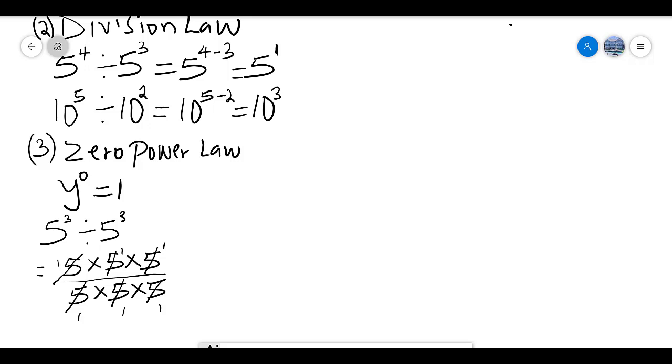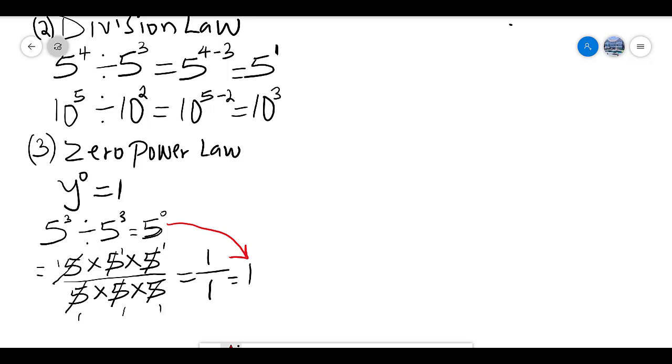Now what it means is that I have 1 times 1 times 1, which is 1, over 1 times 1 times 1, which is 1. This gives me 1. So you see, remember that 5 raised to the power of 3 divided by 5 raised to the power of 3 is, by the division law, 5 raised to the power of 0. So what it simply means is that this is equal to 1. Alright, if you are okay with that proof, we will go over to the next law.